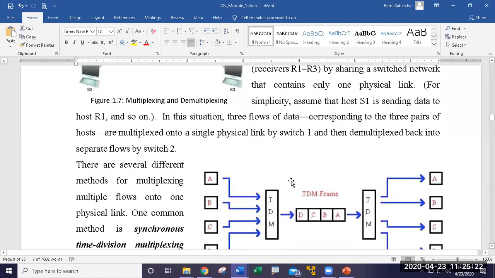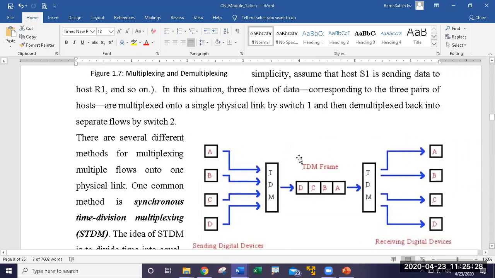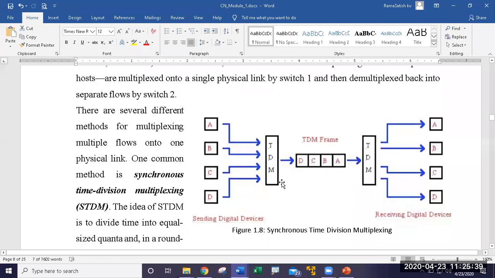There are three types of multiplexing: frequency division multiplexing, time division multiplexing, and statistical time division multiplexing. So first, let us look into time division multiplexing. What happens in time division multiplexing? Consider there are four nodes A, B, C, D. At a given interval of time, the link will be enabled for A for the first second, for B the second second, for C the third second, for D the fourth second. So A, B, C, D can transmit the data.